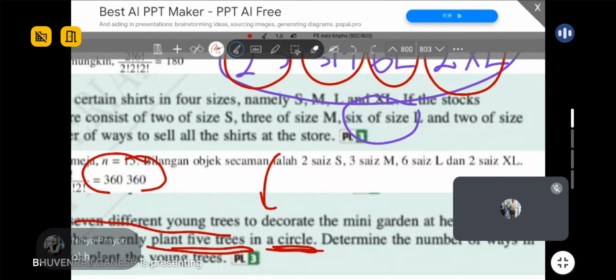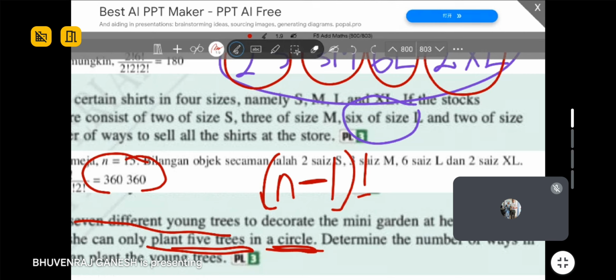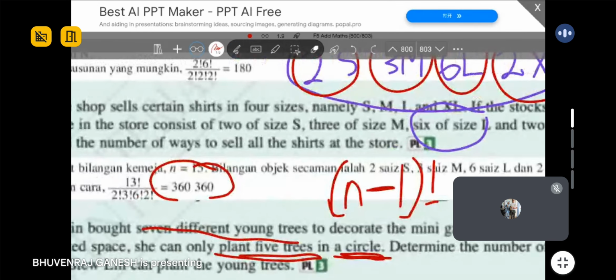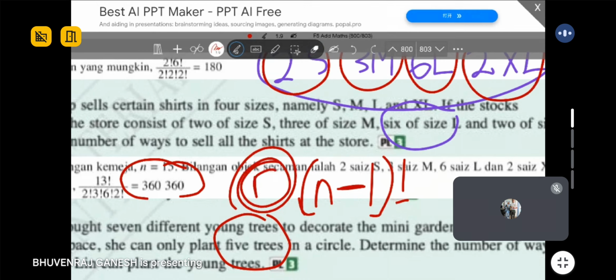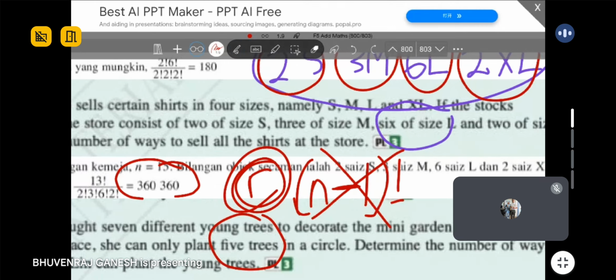N minus 1 factorial is for arranging all the plants. Bila kamu susun semua 7 pokok ni, baru kamu boleh guna rumus ni. Okay? But now, kamu lihat soalan. Dia nak susun 5 sahaja. Betul? Okay, you want to arrange 5. So whenever we are choosing, bila kita pilih, you must have the symbol R. Can you all understand, guys? So means that rumus ni salah lah, because you only got symbol N. Okay? So you need to change the formula.